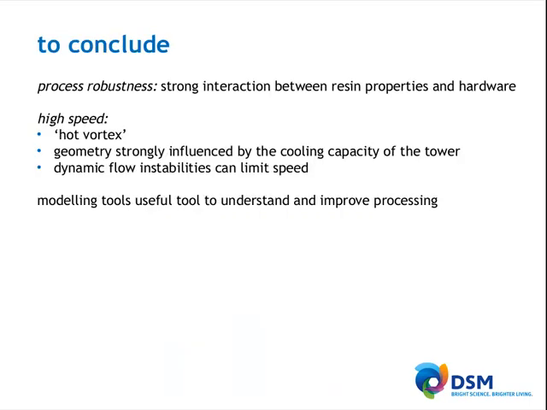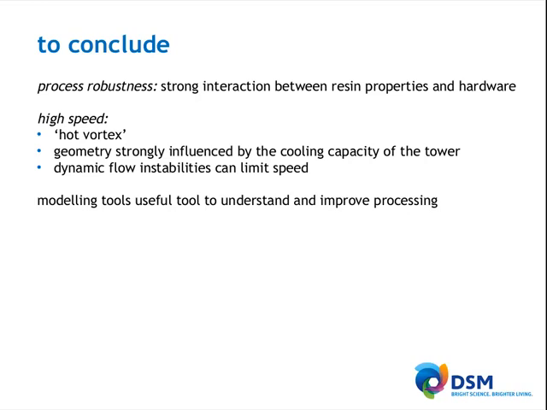So as a final slide, what we see is that for process robustness, there's a strong interaction between the resin properties and the hardware. You can tune the hardware in order to fit the resin properties. You can also tune the resin properties to fit the hardware to a certain extent. There's a limit to that. So there are important consequences of going to higher speeds. We have seen the vortex inside, and it's really getting hot, and 3,000 meters a minute for a long time, maybe too much. We don't know that yet.